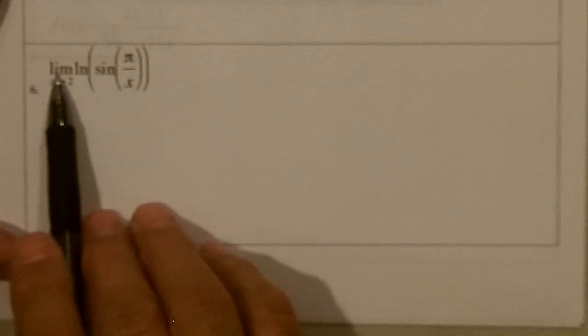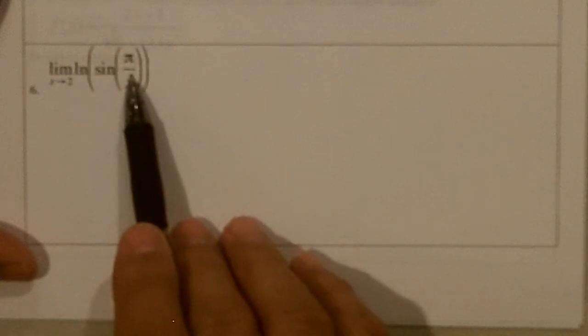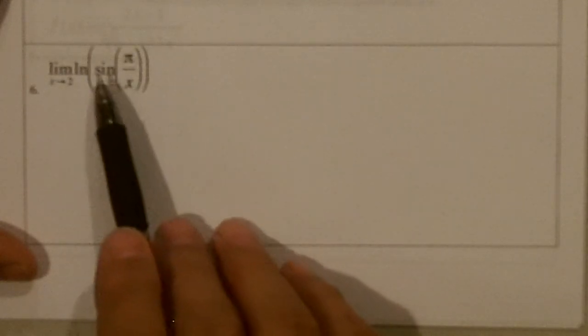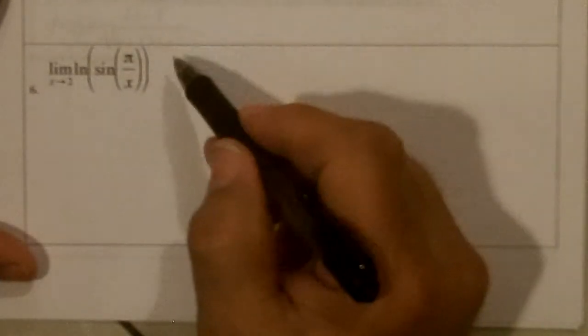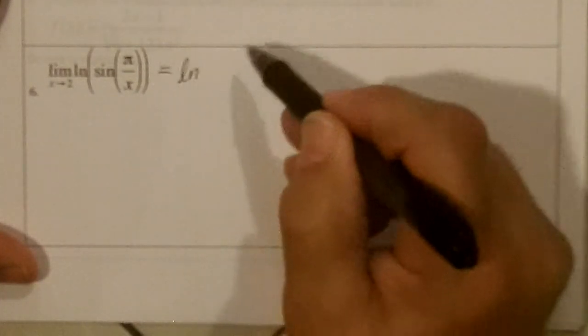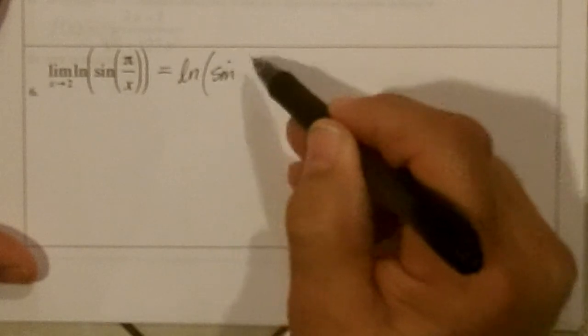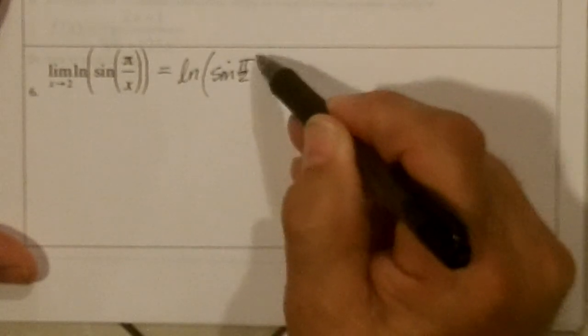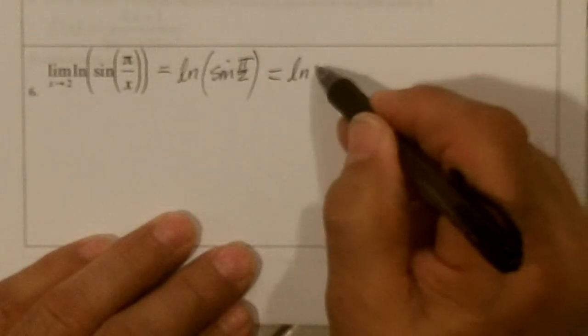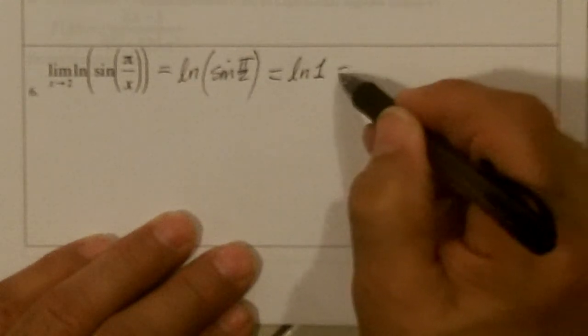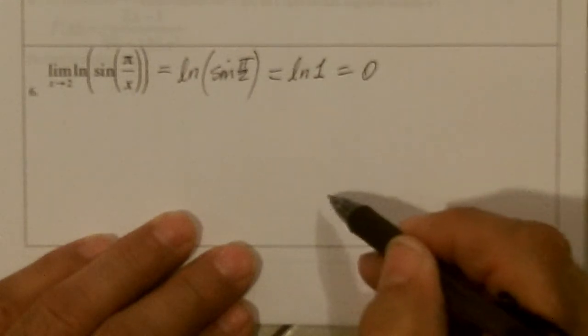All right. Now this says the limit of the log of the sine of this. If I put 2 in here, I get the sine of pi over 2, which is 1, and log of 1 I can do. So I can do this limit just by substitution. It becomes the natural log of the sine of pi over 2. The sine of pi over 2 is 1. The natural log of 1 is 0. I'm done.